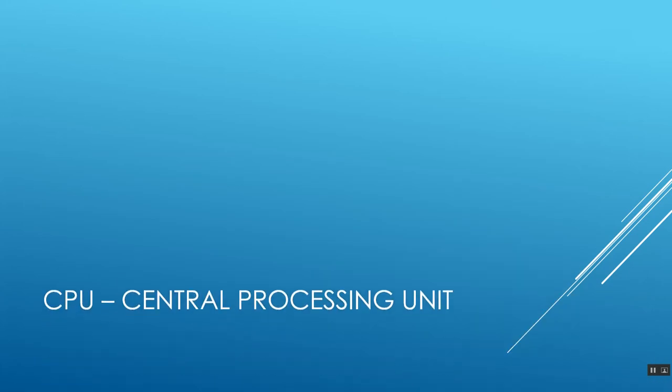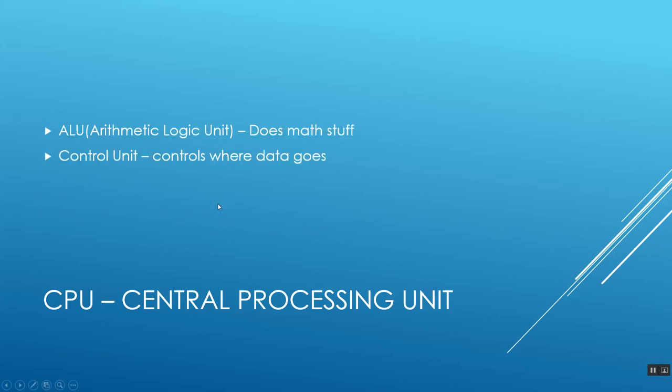Now, we'll talk about the thing that does the processing first. Then we'll go to the various little devices. The CPU, Central Processing Unit. This has two parts. The ALU, Arithmetic Logic Unit, which does math, basically. The control unit, which controls where data goes, here, there. This is your computer's brain. Effectively, it does all the computations.